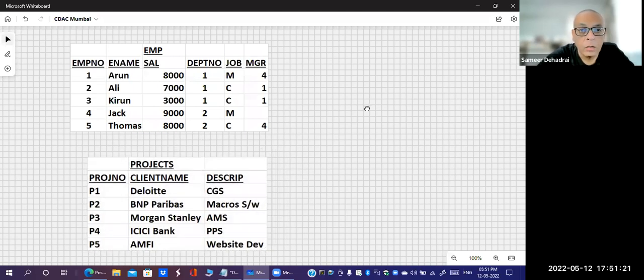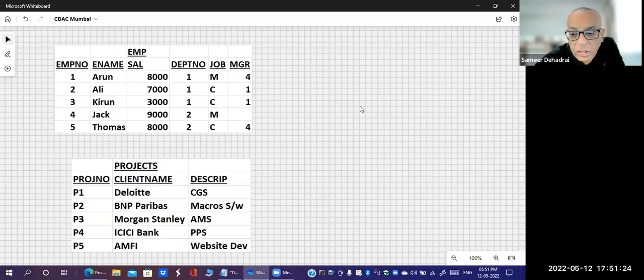Anyway, so I have EMP table and projects table. Now the thing is, students, one project has multiple employees working on it. Agreed. If you make a software, if you work on a project, it's not a one-man job. So one project has multiple employees working on it. At the same time, one employee may work on 2 or more projects at the same time.